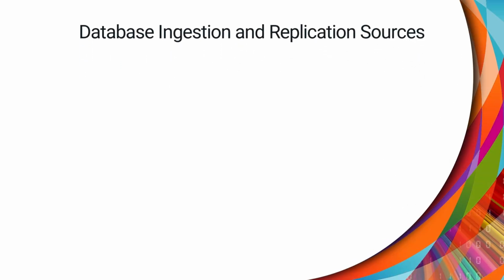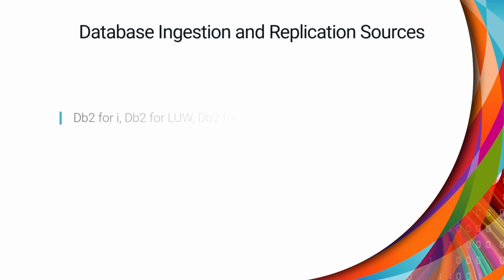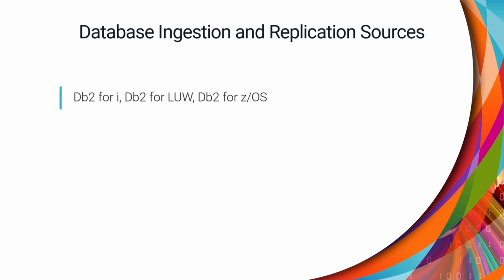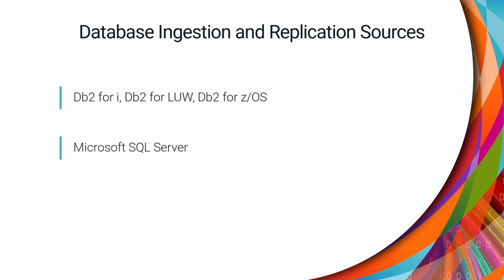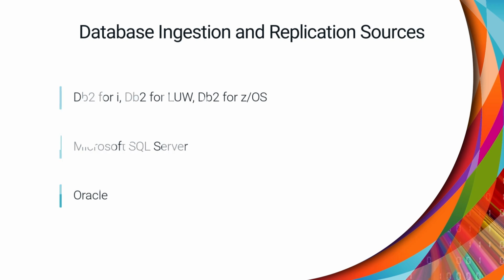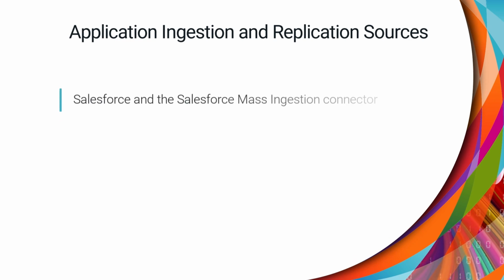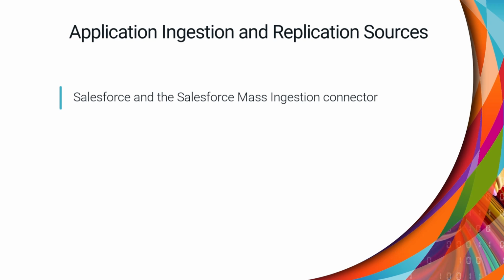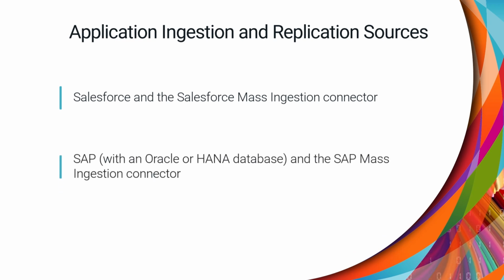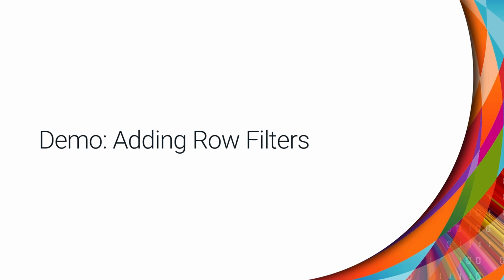In database ingestion and replication, you can filter table rows in tasks of any load type for DB2 for I, DB2 for LUW, DB2 for ZOS, Microsoft SQL Server, and Oracle sources. In application ingestion and replication, you can filter table rows in tasks of any load type for Salesforce sources that use the Salesforce Mass Ingestion connector and SAP sources with an Oracle or HANA database that use the SAP Mass Ingestion connector. Let's add some row filters for a task.